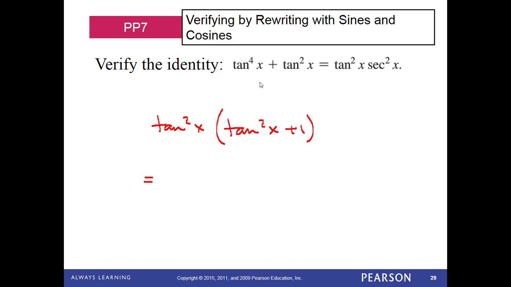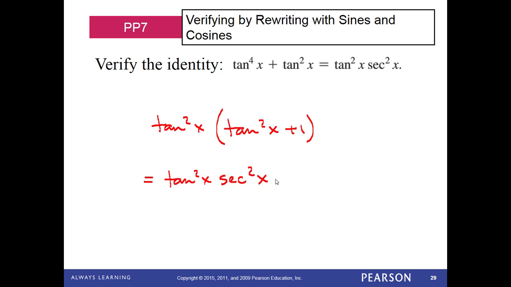So with this one, notice what I did over here. I noticed that there are tangents in both terms. I'm going to factor out tangent squared x. As I factor out tangent squared x, I get tangent squared x plus 1. I think this is an identity, isn't it? Tangent squared x plus 1 changes into, boom, there it is. I did not need to change it into sines and cosines.